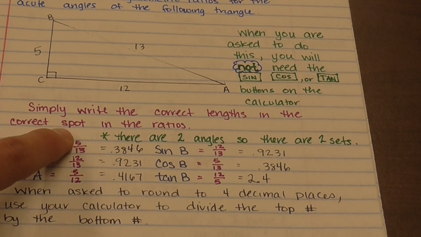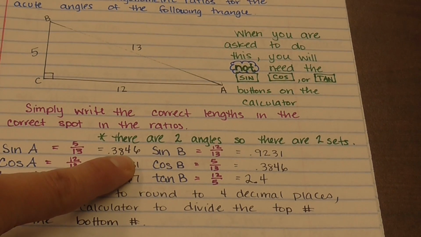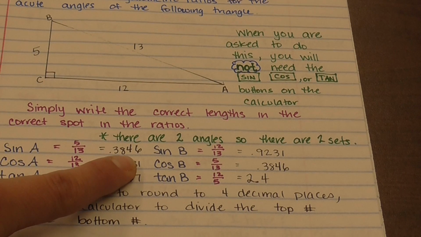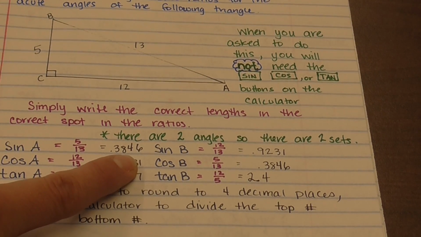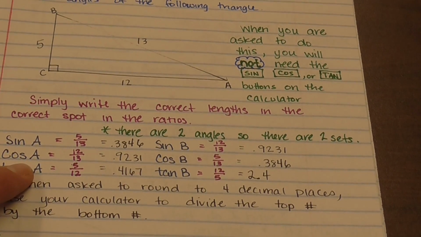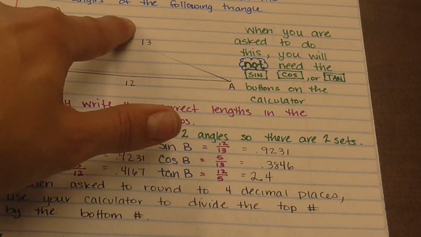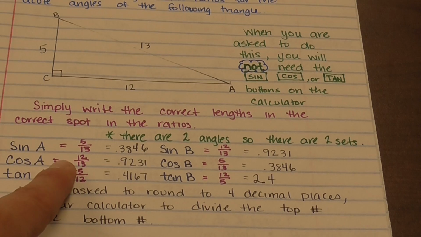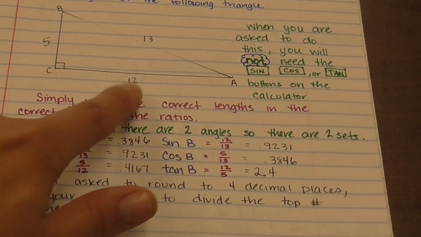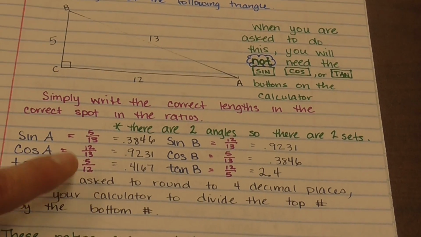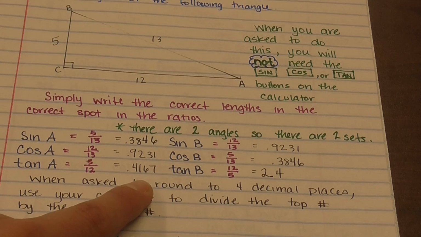I can plug 5 divided by 13 in my calculator and get this decimal. You need to get comfortable with rounding to the 4th decimal place unless told to do otherwise. The cosine of angle A is adjacent over hypotenuse, so 12 over 13, plugged into your calculator is 0.9231. Tangent is opposite over adjacent, so 5 divided by 12, or 0.4167.